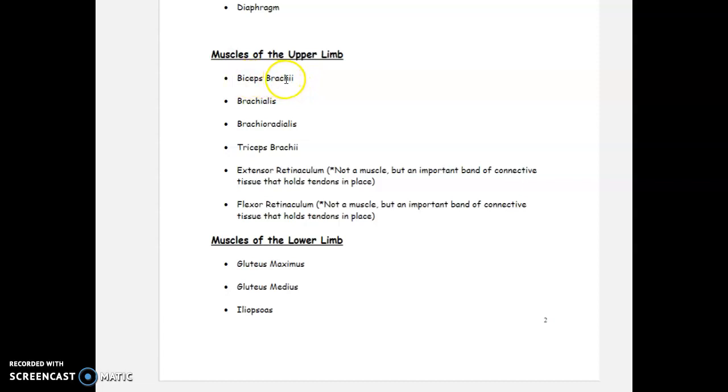So bicep brachii. Then we have a muscle directly underneath it called the brachialis. We have a muscle that is actually close to this called the brachioradialis. Then we have a muscle that does the opposite of the bicep called the tricep brachii. Bi means two, tri means three, so this muscle has what we call two bellies, and this muscle has three bellies. So let's look at these really quickly.